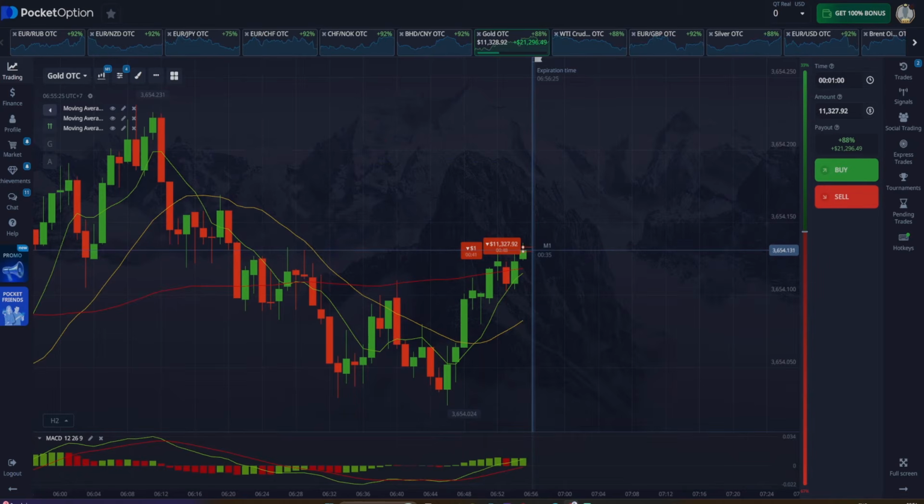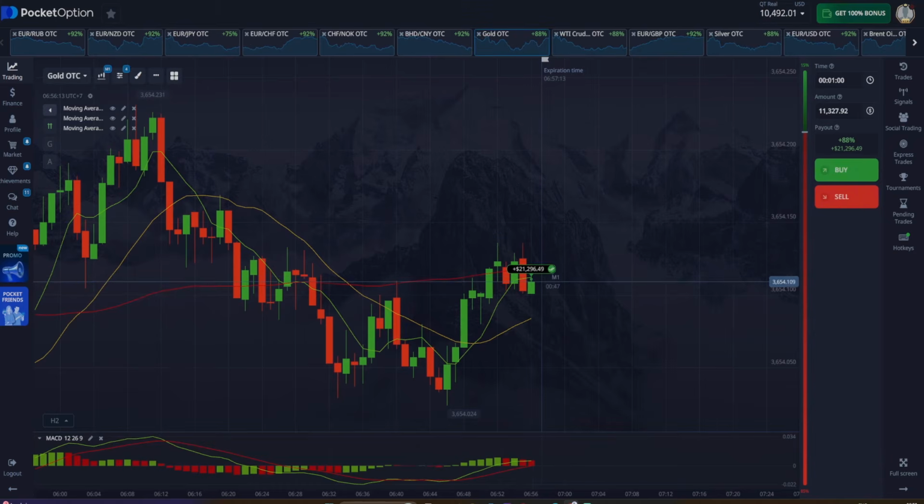As price touches the red line again and shows rejection, it signals buyers are losing strength and sellers are starting to take control. This is the perfect condition to go short. So I'm taking a sell at the red line. Let's see how the price reacts. Okay, profit. We're ready to open the market again and look for the next setup.